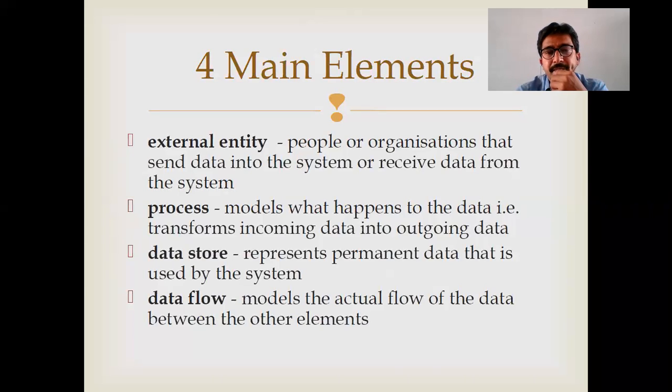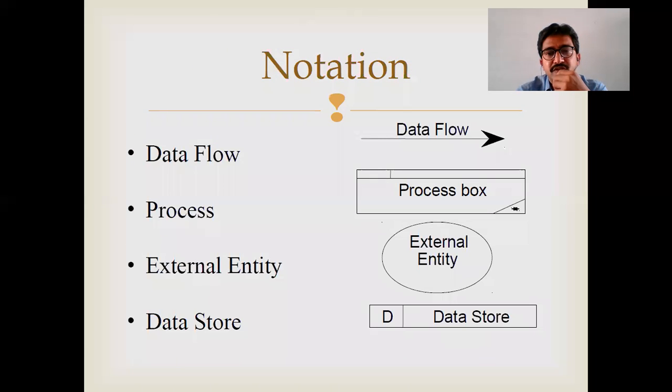External entity is used for people and organizations, shown as a rectangle. Process is what happens to the data, so the process transforms it. Data store is for permanent data. Data flow is the flow between the input and the process. These are the notations we have already seen.